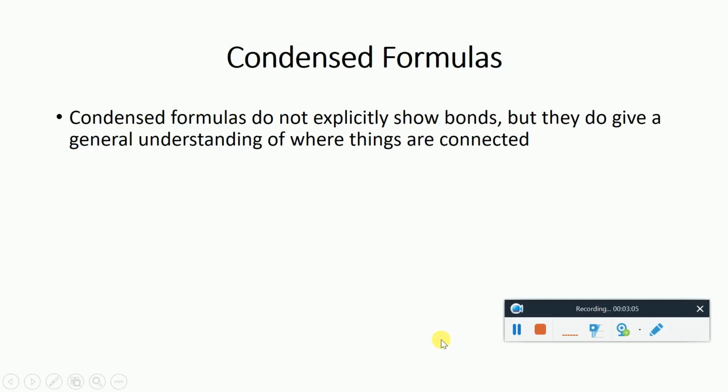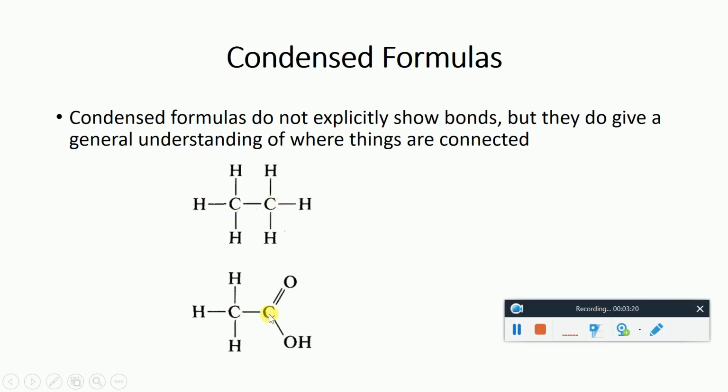Okay, condensed formulas are a little different. They don't explicitly show the bonds like structural formulas, but they do give a general understanding of where things are connected. So this is a structural formula. It shows explicitly how and where things are connected. And here's this, I think this is acetic acid.